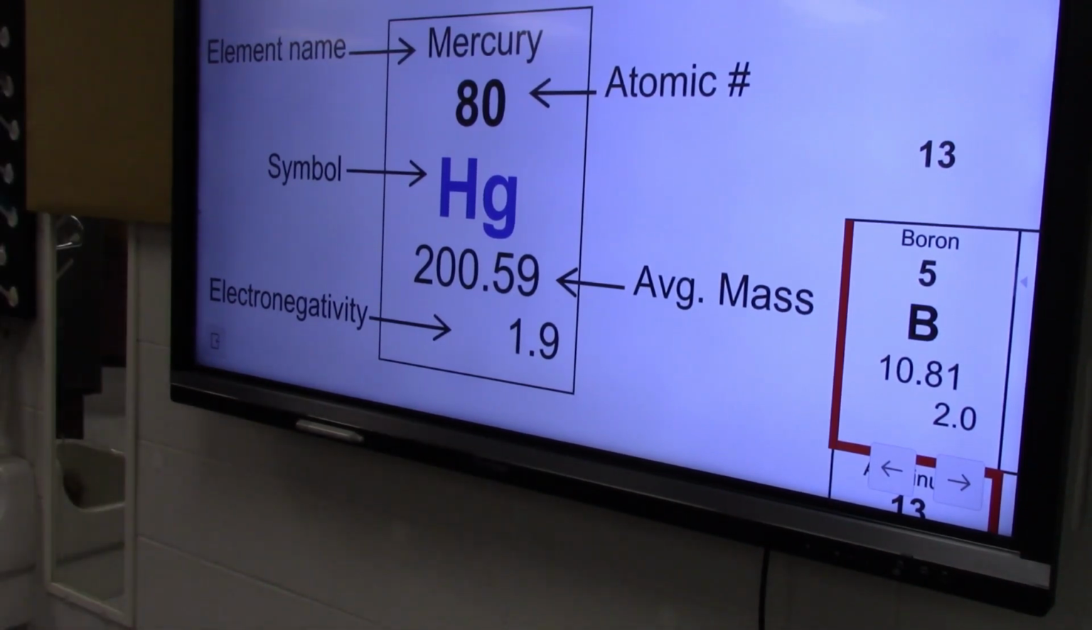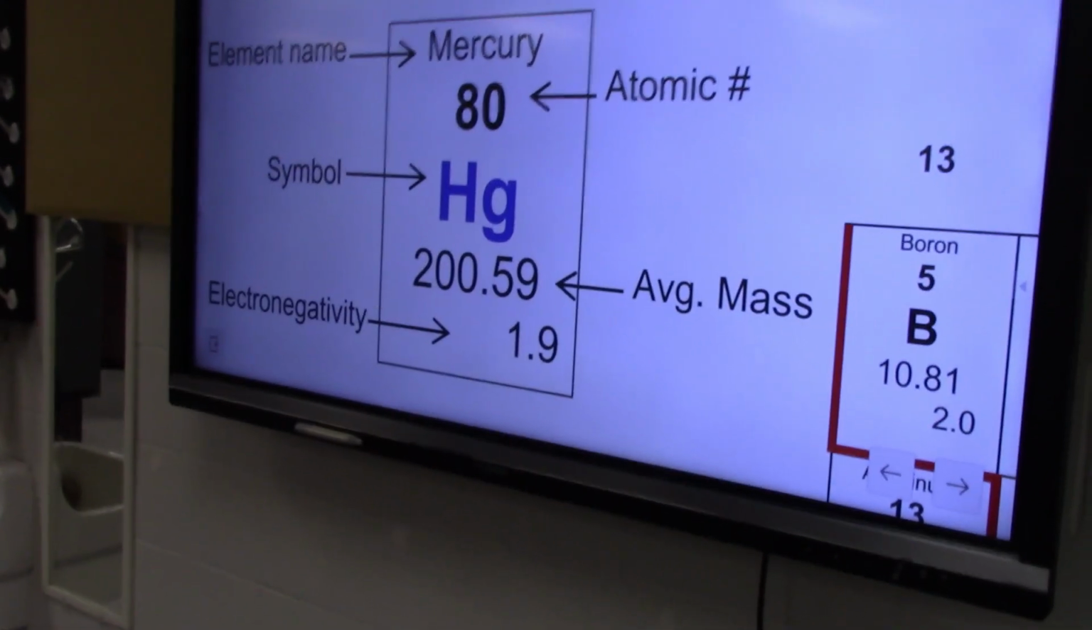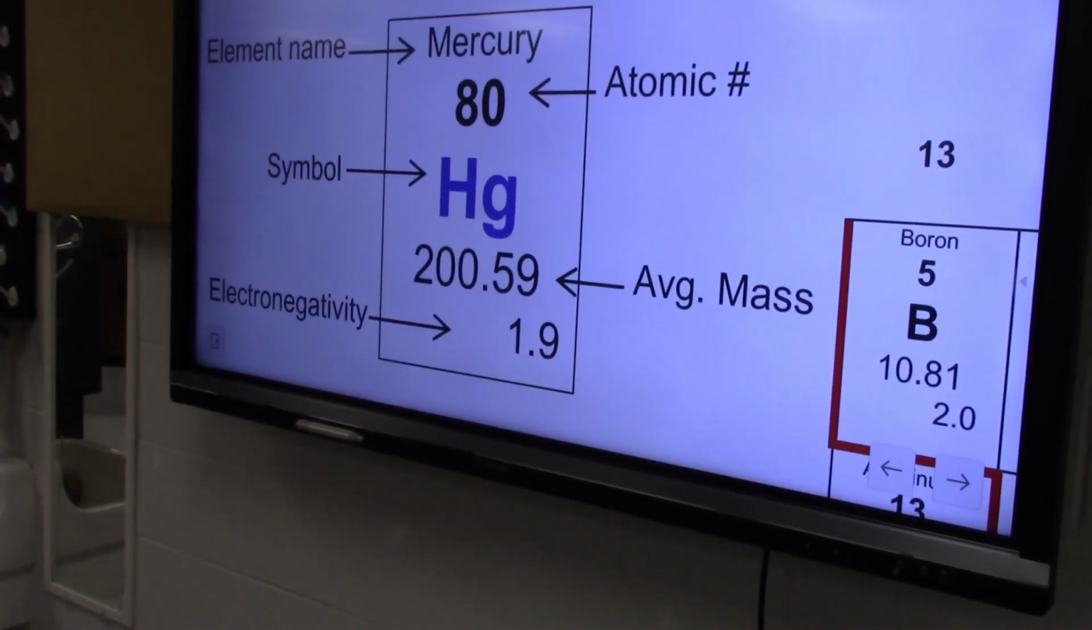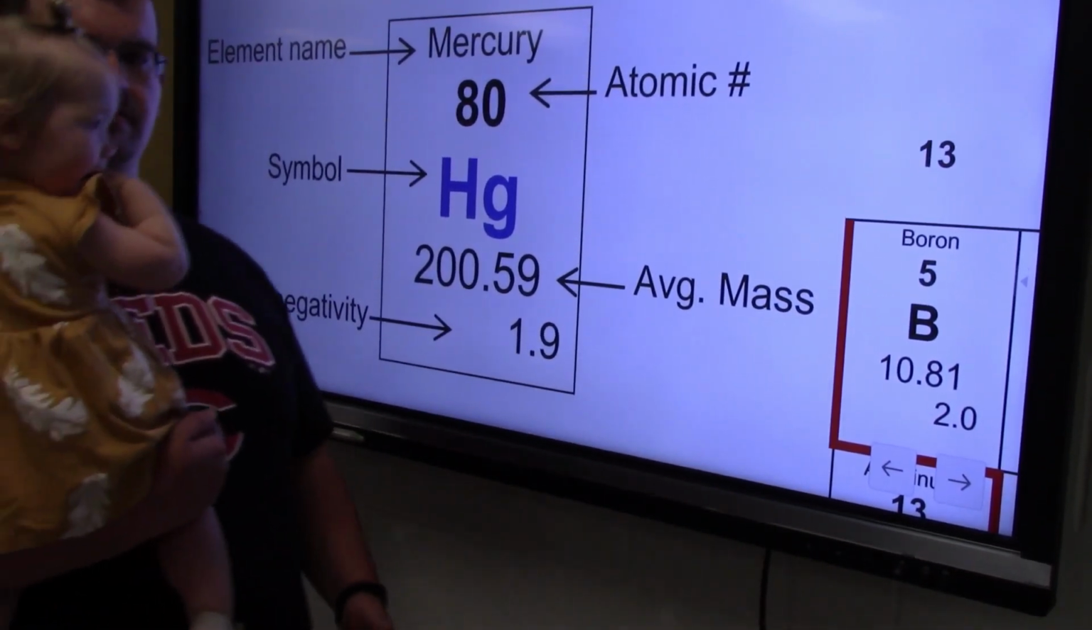I need to calculate it. I have a calculator right there. You all probably do. You don't have to use a fancy one. I'm just saying you can.